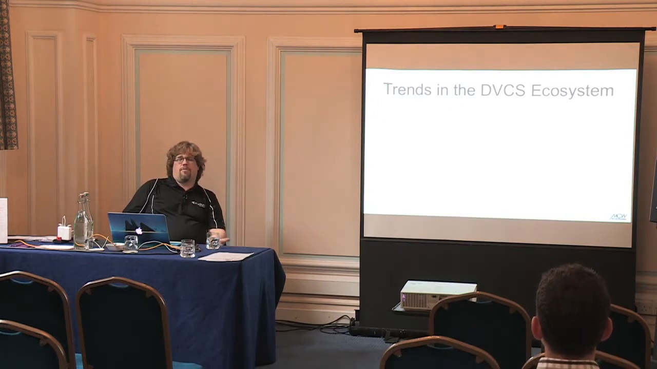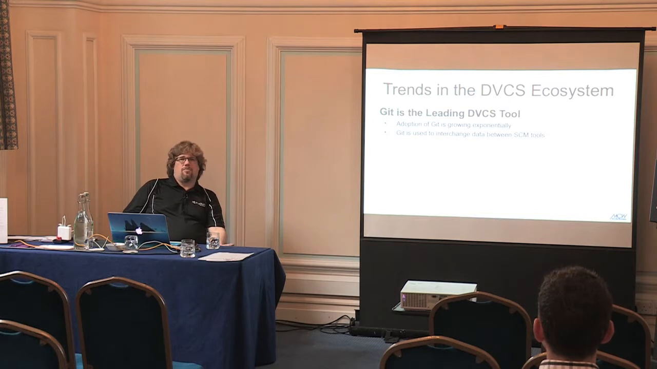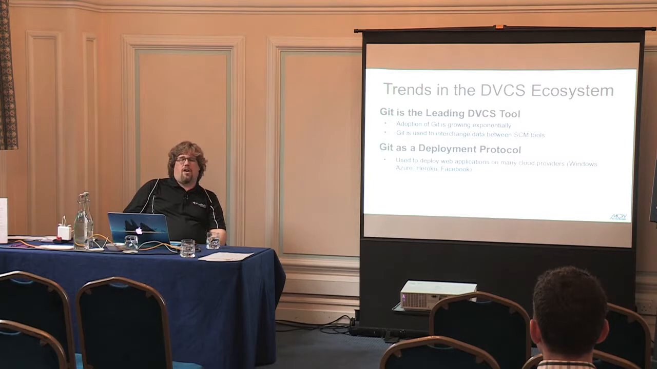When we think about distributed version control, Git has won the battle. There are other products out there, Mercurial is another popular one, but Git has grown exponentially. GitHub has amazing numbers when they talk about people using their online service, in the millions of people using it for commits. In particular, it's popular because it's everywhere. And by being everywhere, it's not only a DVCS tool, but it supports being used as a deployment protocol. Azure websites support it. Heroku supports it. Facebook is using it that way.